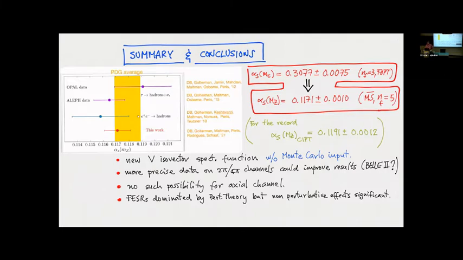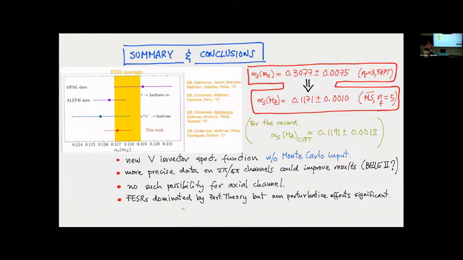So our conclusion is that we have a new vector spectral function from tau decays without any Monte Carlo input. So far, it's only data, okay? Can we do better than this? Well, to be able to do better, it would be very helpful to have more precise data on the main channels, 2 pion and 4 pion, and this could come from Belle 2. It would be very nice if we would have this input. Regretfully, there is no such possibility for the axial channel for obvious reasons, right? Because there is no axial photon, okay?